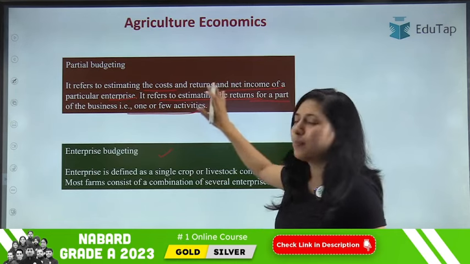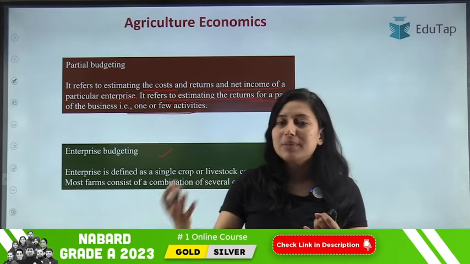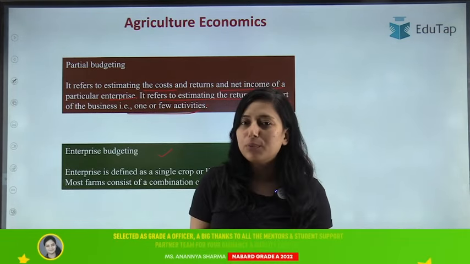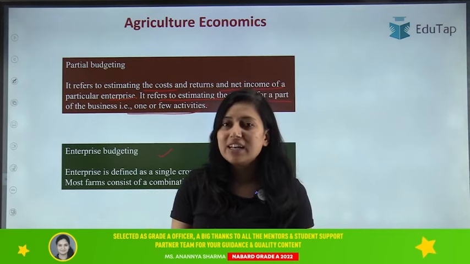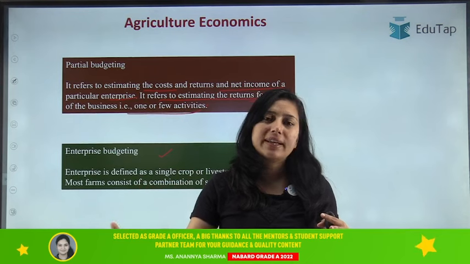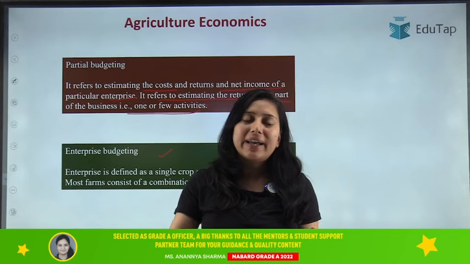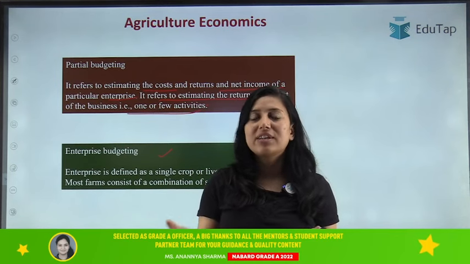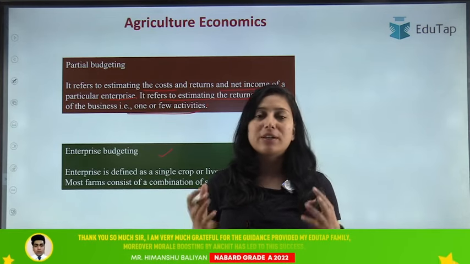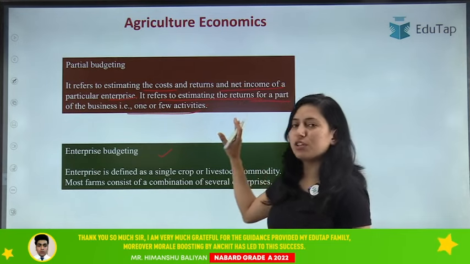Now, talking about partial budgeting, it can be of different types. See, the farmers can introduce new machines also. The farmers can introduce new inputs. The farmers can introduce new varieties. So according to that, partial budgeting can be done. If a farmer has introduced new machines, what is the increase in income after introducing that machine? What is the increase in income after introduction of that particular variety or particular chemical or particular fertilizer? So that is your partial budgeting. Clear? I think now partial budgeting is clear to you.